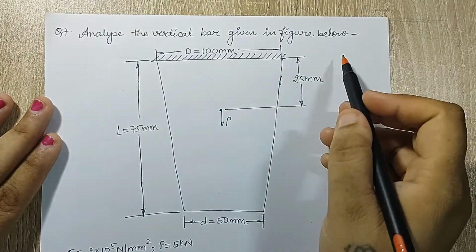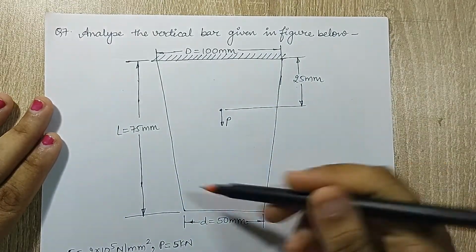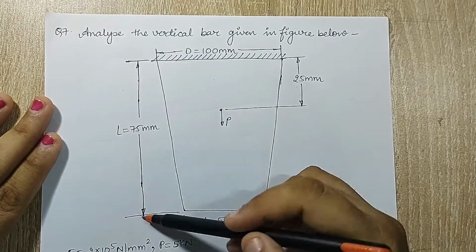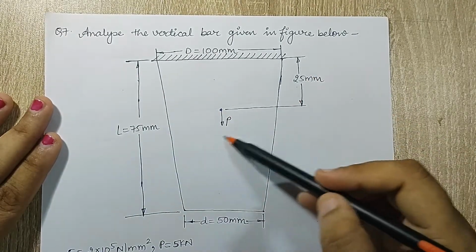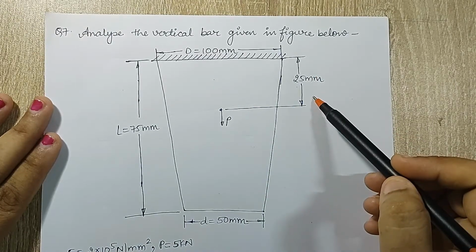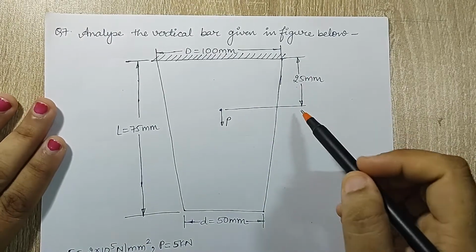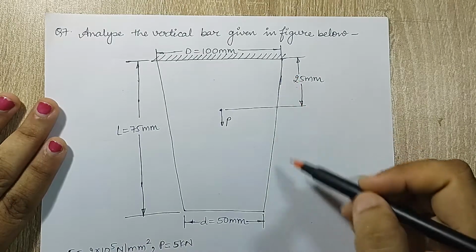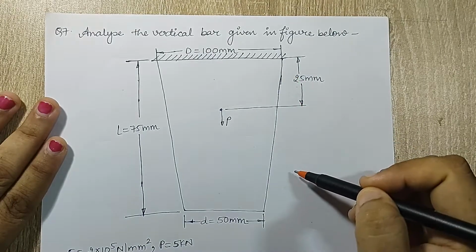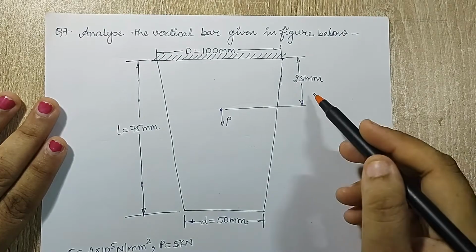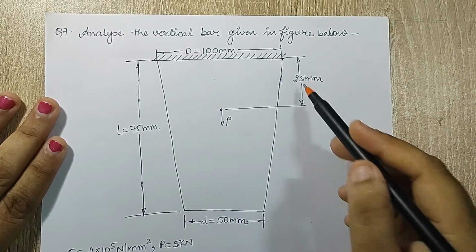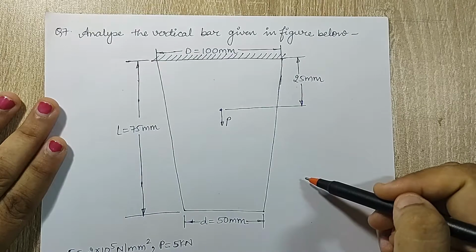Analyze the vertical bar given in the figure below. So this is the bar given to me. This total length is marked as 75 mm and the portion at which the load P is acting is at 25 mm from the top end. So we can divide this bar into either two portions or three portions. If I divide into two, it will be 25 and 50. Or if I divide into three, which will be better, it will be 25, 25, 25. It becomes easier to solve.